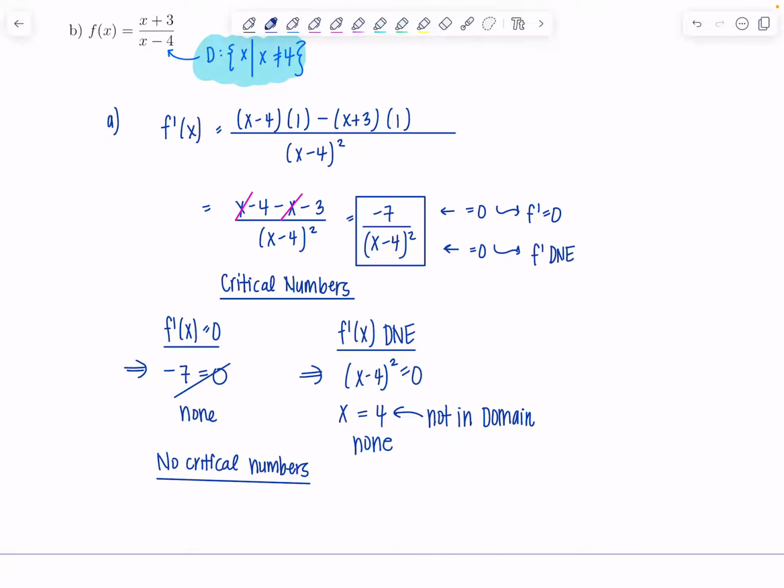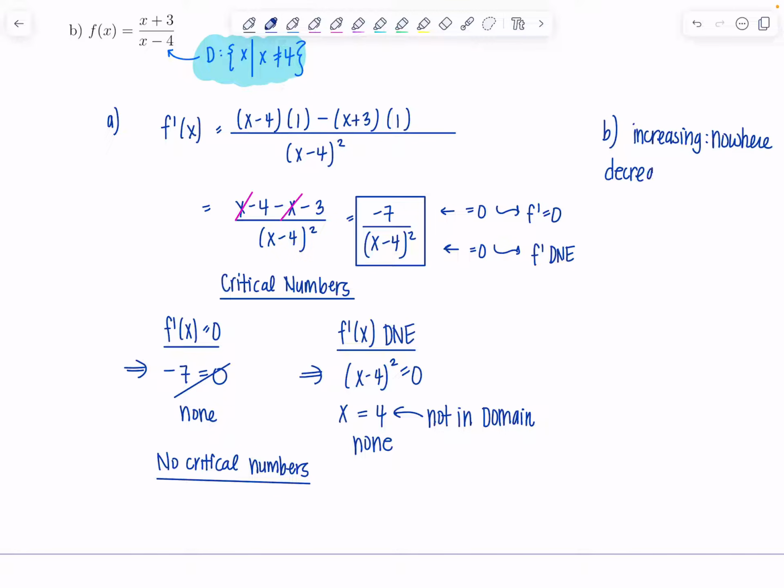Now, we still need to answer where the function is increasing and decreasing. And you can tell right now that this derivative is always negative. You see how the denominator is squared? That means it's always positive. And we have a negative constant in the numerator. So the function is always going to be decreasing on its domain. It's increasing nowhere.